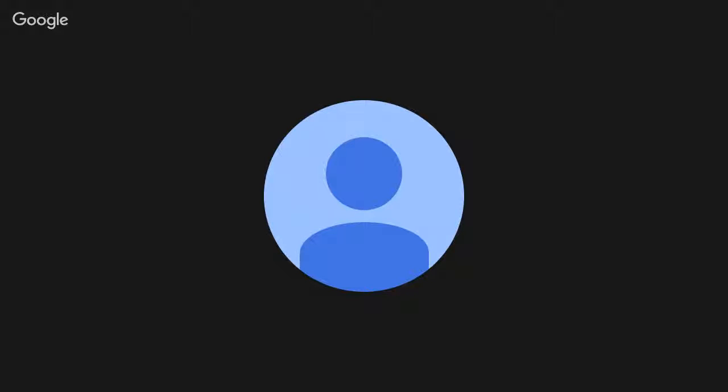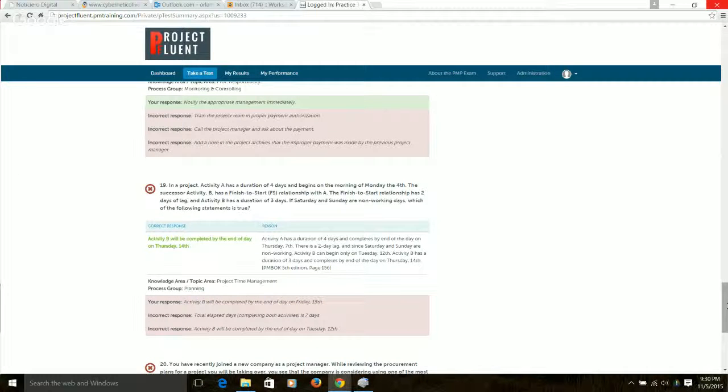So, you start Monday morning, 4 days: Monday, Tuesday, Wednesday, Thursday. Then you have 2 days of lag, that's Friday and Monday, Tuesday, Wednesday. I did the math wrong. Activity A has a duration of 4 days and completes by the end of the day on Thursday the 7th. There's a 2-day lag, and since Saturday and Sunday are non-working, activity B can begin only on Tuesday the 12th. Activity B has a duration of 3 days and completes by the end of Thursday the 14th.